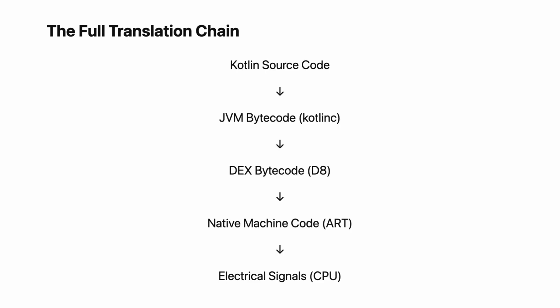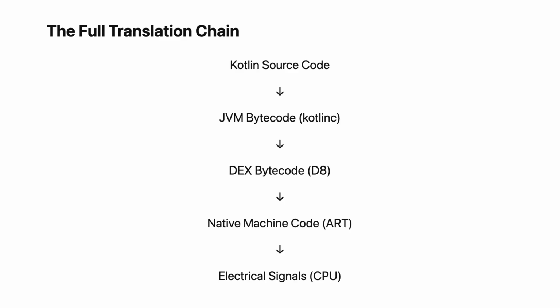Those iload and iadd instructions. On Android, a tool called D8 converts that JVM bytecode into DEX bytecode, which is the format ART understands. Then at runtime, ART interprets or compiles the DEX bytecode into native machine instructions, the actual ones and zeros your ARM processor fetches, decodes, and executes.